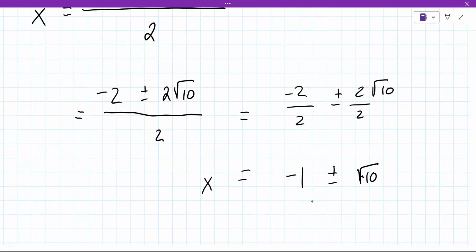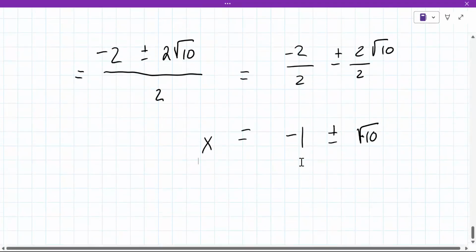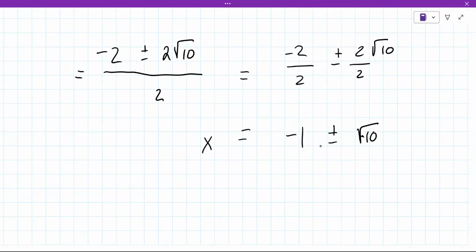And then how would you get the two separate answers? Would it just be x equals 1 minus radical 10 and x equals 1 plus radical 10? So those. But it's -1. So yes, the answer to your question is yes, but it's -1. -1 plus square root of 10, comma, -1 minus square root of 10.